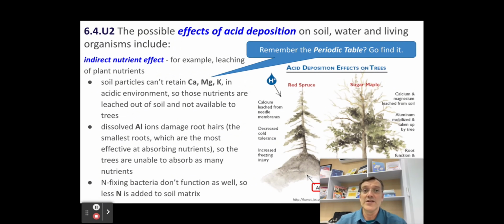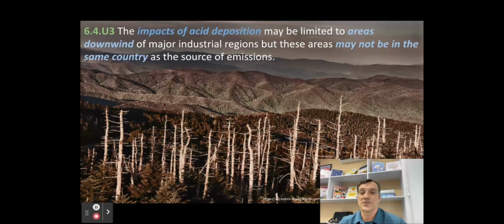There are also indirect nutrient effects, in which acid deposition indirectly affects the growth and survival of plants by leaching away or taking away essential nutrients from the soil, such as calcium and magnesium. These nutrients are important for plant health and productivity, especially in acidic soils.